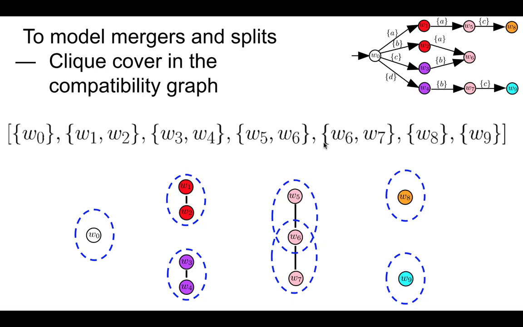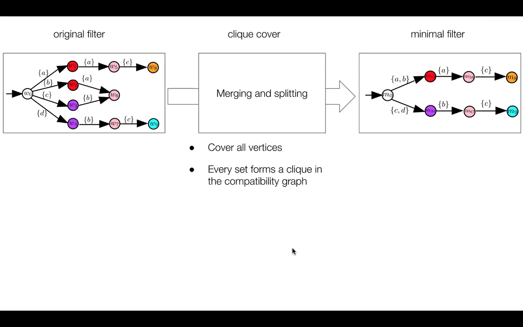So for example, W6 is contained in two sets. Then we say W6 is first split into two, and one is merged with W5 and the other one is merged with W7. So now we have an intermediate representation to model the merging and splits, which is called a clique cover. And this clique cover must cover all vertices in the original filter, and every set in the cover must form a clique in the compatibility graph.